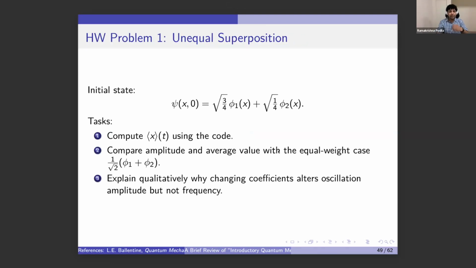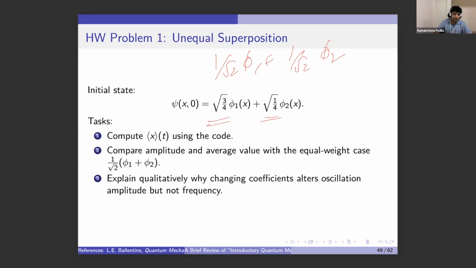So we mixed the states in equal superposition. What you can do is go back to the code and use the same code. Please make a copy, but mix them in unequal superposition. Previously, I wrote both states as 1 over square root 2, phi 1 plus 1 over square root 2, phi 2. But now I can do this as square root 3 by 4, square root 1 by 4.